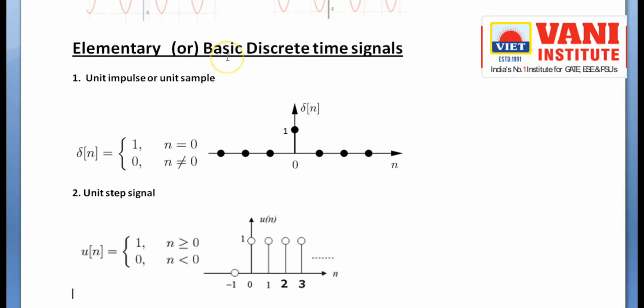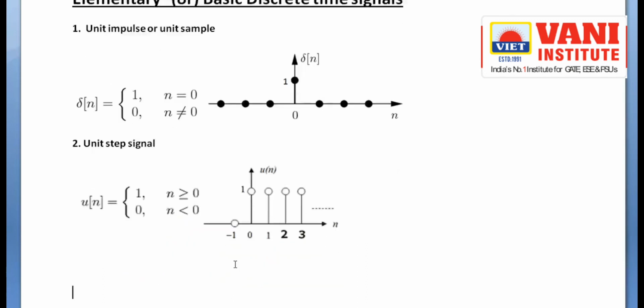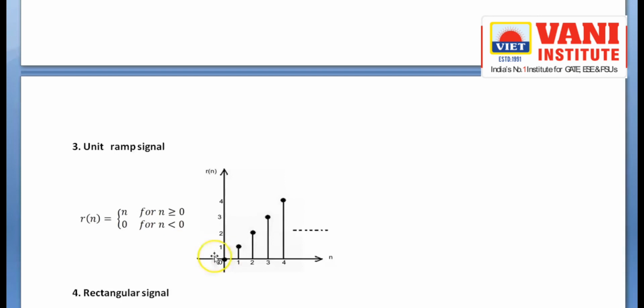Next we'll discuss discrete time signals. This is a unit impulse. Its value is 1 when n is 0, and 0 when n not equal to 0. Only one sample will be there at n equal to 0. The next one is a step signal. Its value is 1 when n is positive, 0 when n is negative. Next one is ramp signal. Its value is n when n is positive. So it is like this.